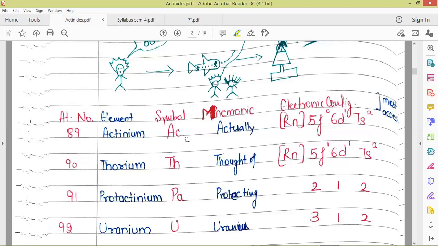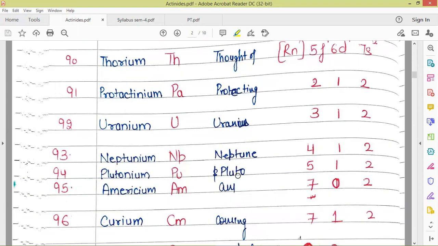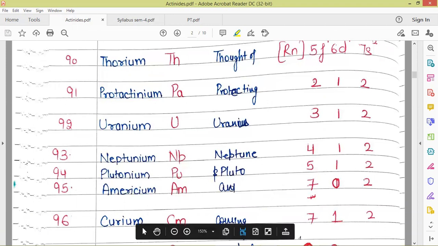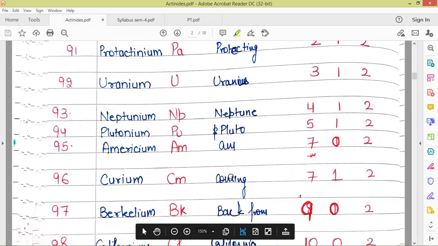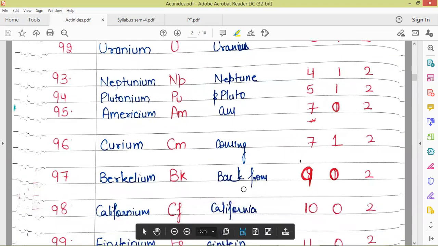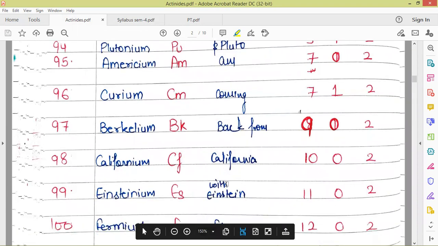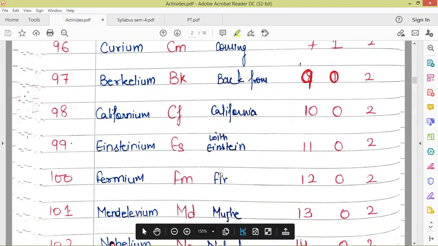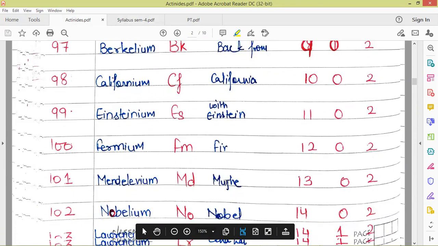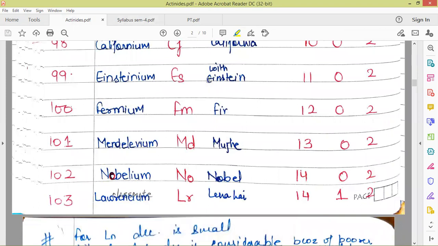Actinium, symbol Ac, and the mnemonic is "Thought of protecting Uranus, Neptune, Pluto": thorium, protactinium, uranium, neptunium, plutonium, then Am for americium, curium Cm, coming Bk back from Cf, californium, the element name, and California is a part of the mnemonic, with Einstein, fermium, and then I have to take the Nobel. You can also memorize here as there are three scientists he is talking about.